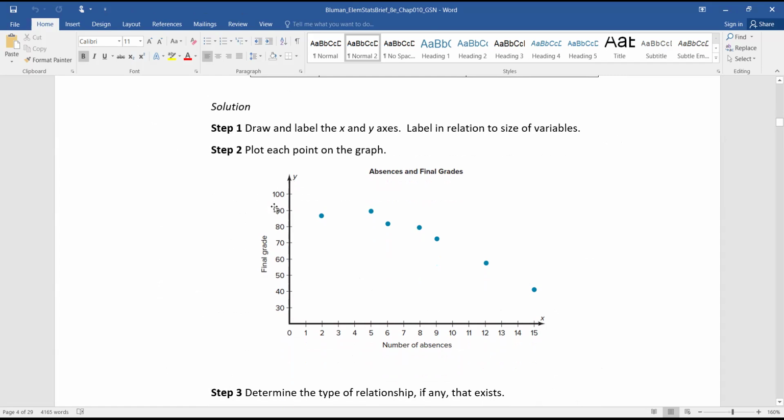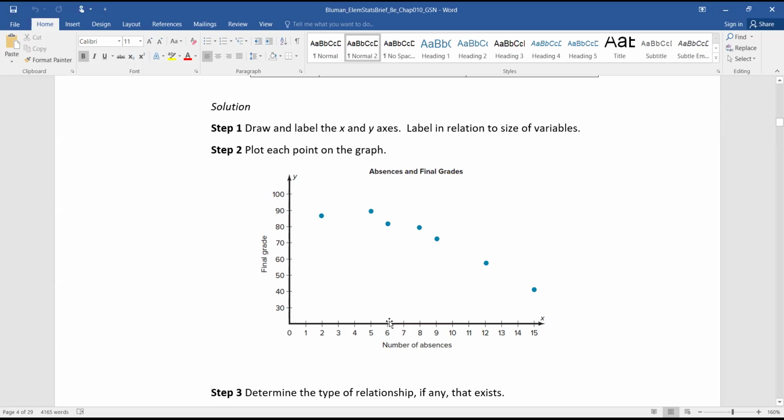And they stopped at 100, even though 90 was our highest, because typically 100 is the best grade you can make. And then after that, also notice they gave the graph a name. So absences and final grade. That's very big. After that point, then we can plot each point. So each point would be a coordinate.